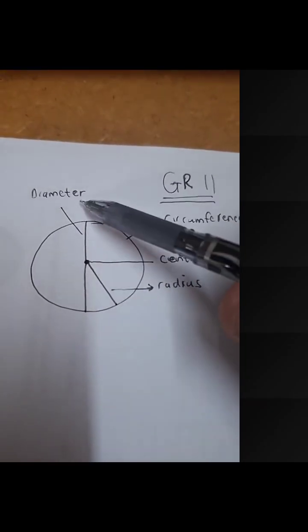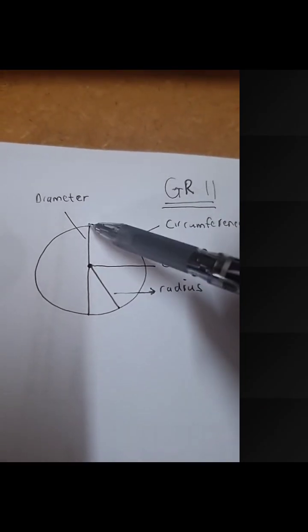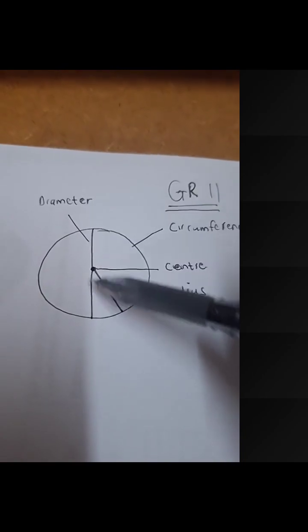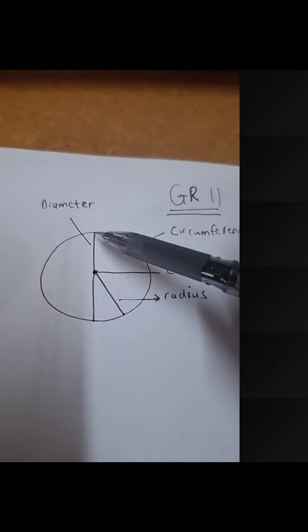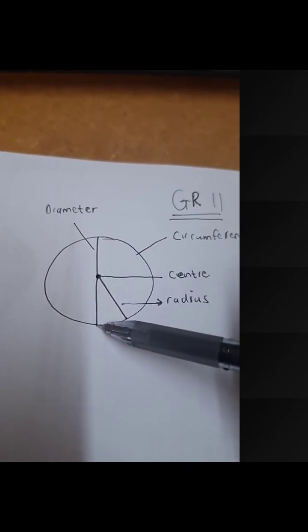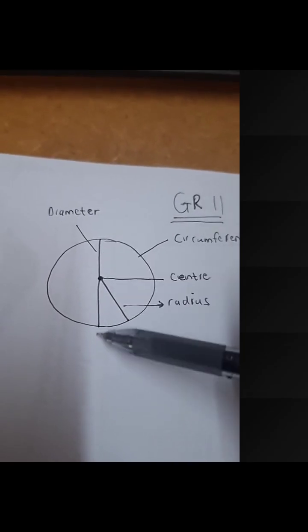So we refer to this as the diameter. The diameter cuts the circle into half. It's the line from the circumference through the center to the other end of the circumference. We call that the diameter.